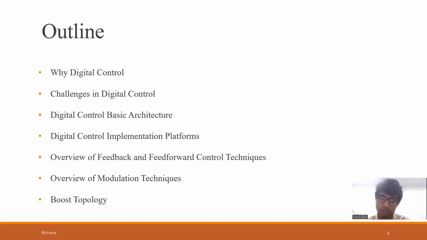Then I will be focusing on the overview of feedback and feed forward control techniques which are there for these DC-DC converters. These are important because basically the course is built on these feedback and feed forward control techniques. So it is very important for you to get a good basic foundational understanding of these control techniques. If you have any doubts, please ask me, don't hesitate.